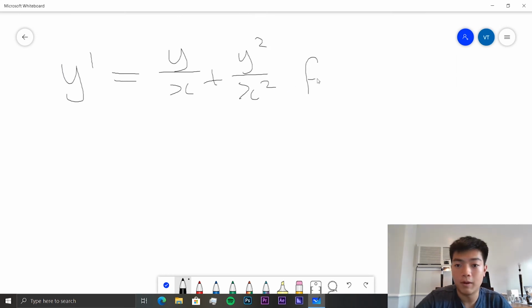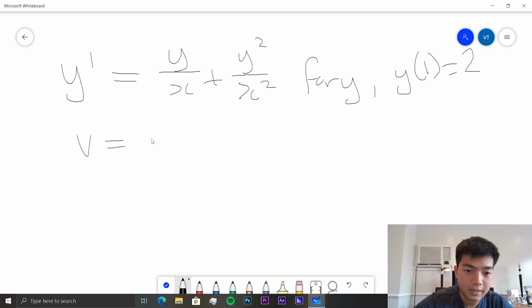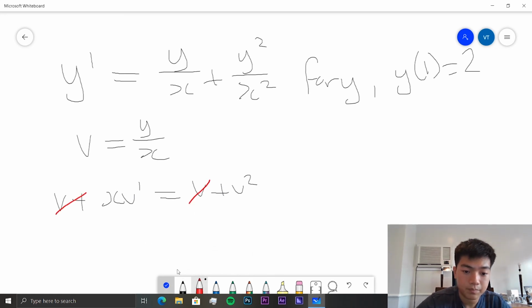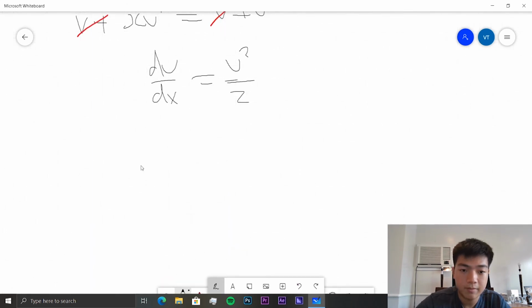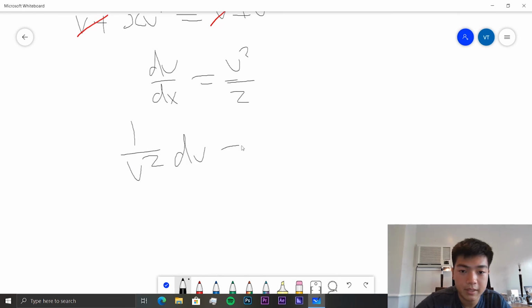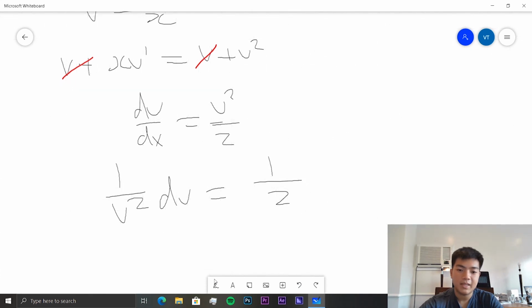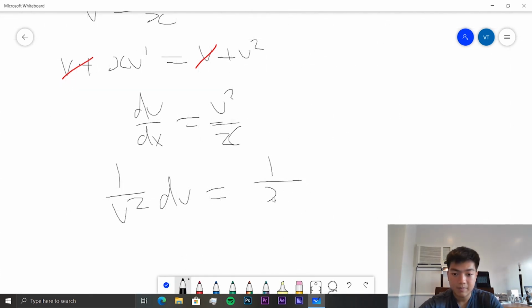for y if y of 1 equals 2. So in this case, we have to substitute v is equal to y over x. So we get v plus x v prime is equal to v plus v squared. Cancel these two out. So we get dv over dx is equal to v squared over x. So we have 1 over v squared dv is equal to 1 over, sorry, no, this should be x. Is equal to 1 over x dx.